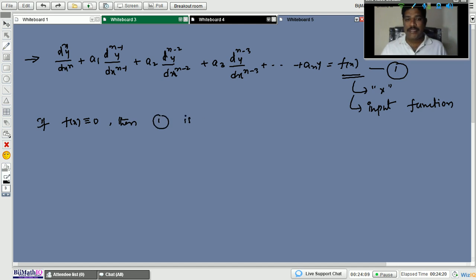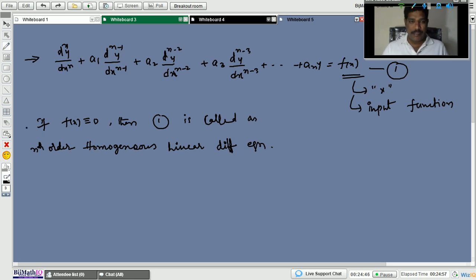homogeneous. Here I am adding homogeneous, once again, nth order homogeneous linear differential equation.